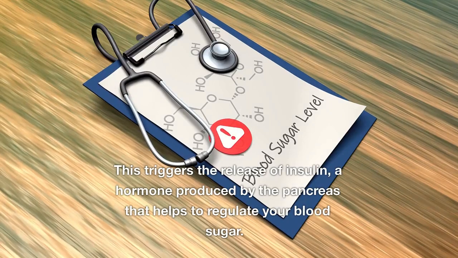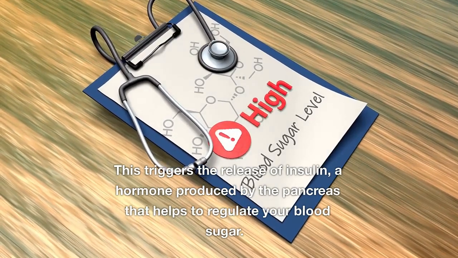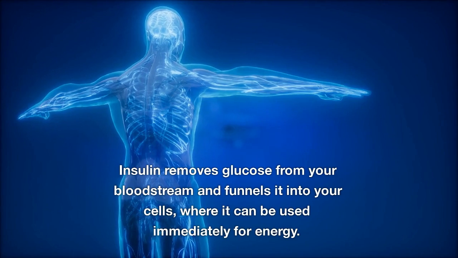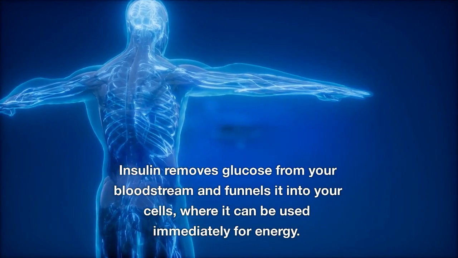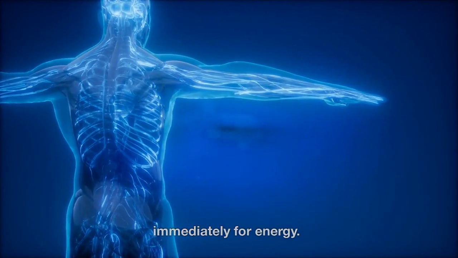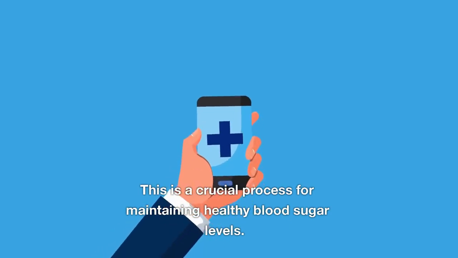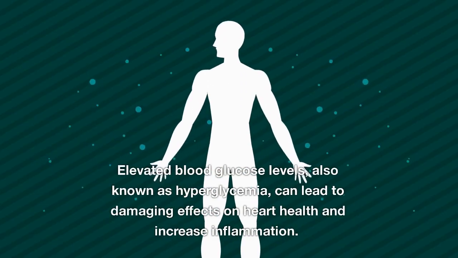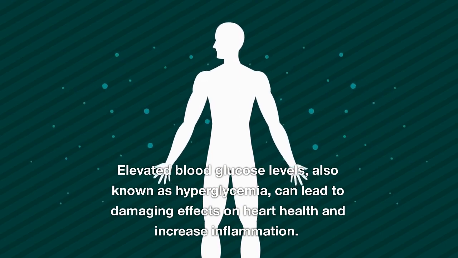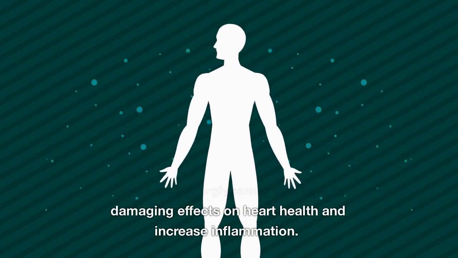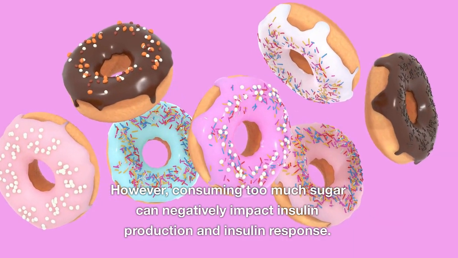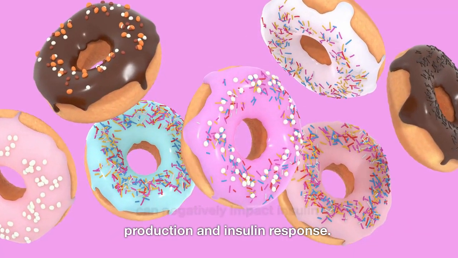This triggers the release of insulin, a hormone produced by the pancreas that helps to regulate your blood sugar. Insulin removes glucose from your bloodstream and funnels it into your cells, where it can be used immediately for energy. This is a crucial process for maintaining healthy blood sugar levels. Elevated blood glucose levels, also known as hyperglycemia, can lead to damaging effects on heart health and increase inflammation. However, consuming too much sugar can negatively impact insulin production and insulin response.